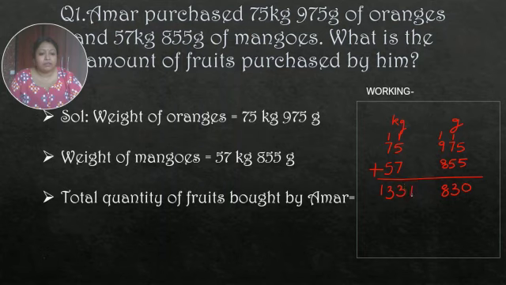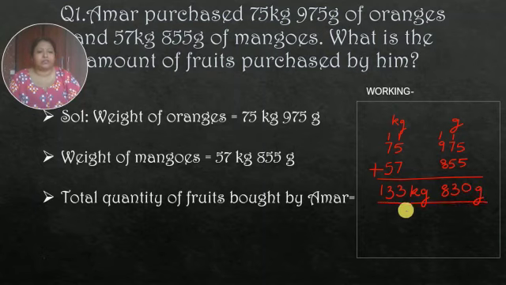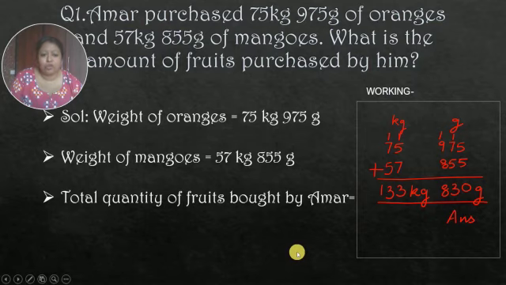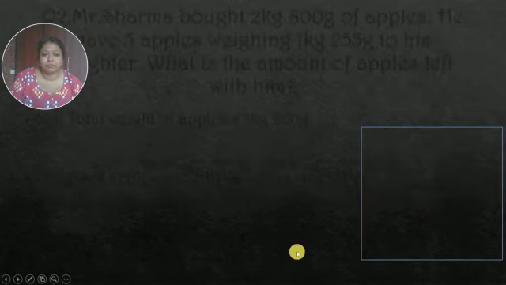And we write here kg, that is our answer is 133 kg and 830 grams. So what's our answer? This our final answer is total quantity of fruits bought by Amar is 133 kg and 830 grams. Now let's solve another example.